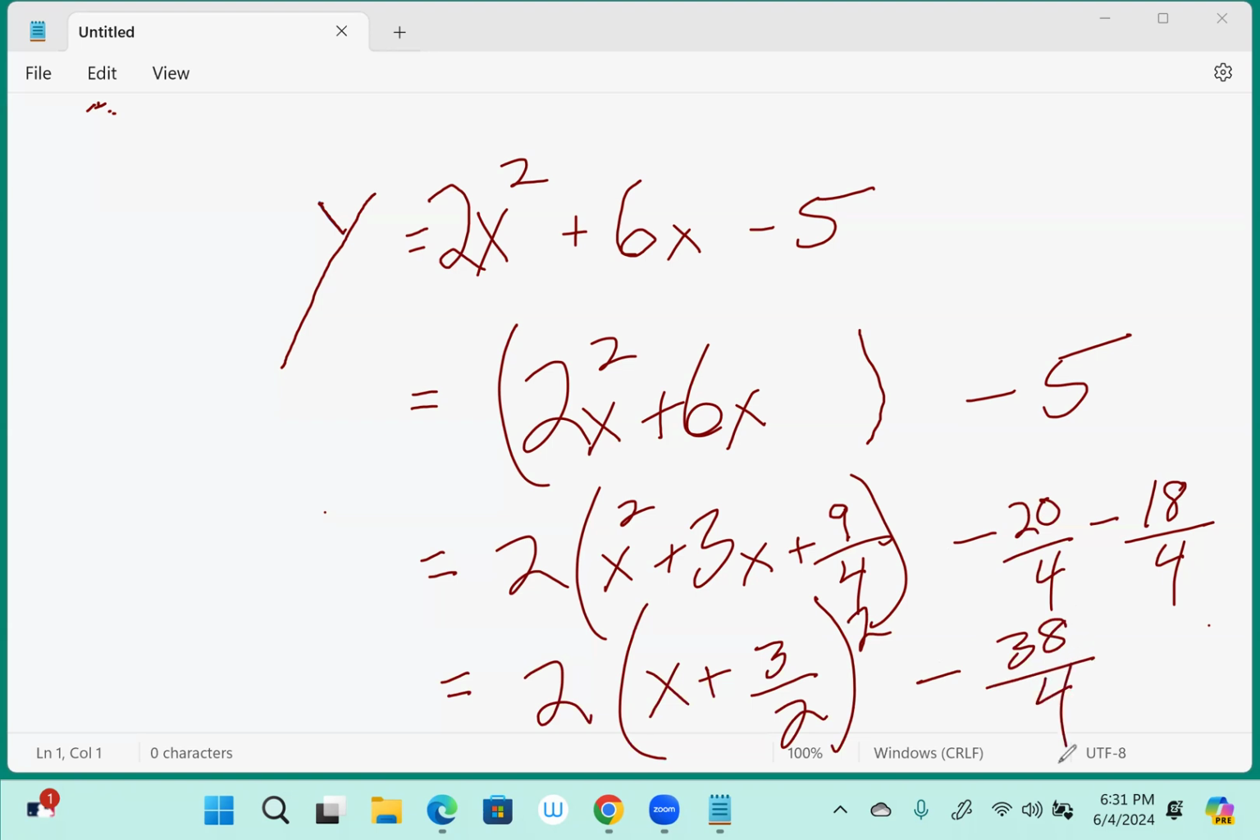Not only do you have your vertex, but you know what A is. And A is a vertical stretch factor. So instead of the parabola looking like this, it's going to look more like this. It's going to be skinnier. And if that was a 3, it would be skinnier still. But if that was a 1/2, it would be flatter, wider.